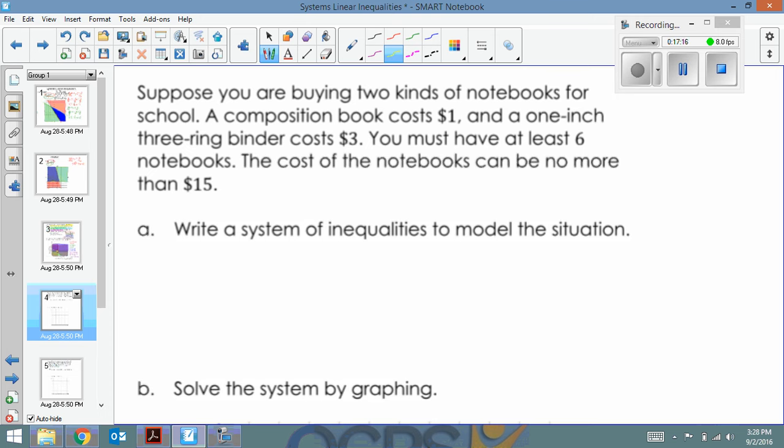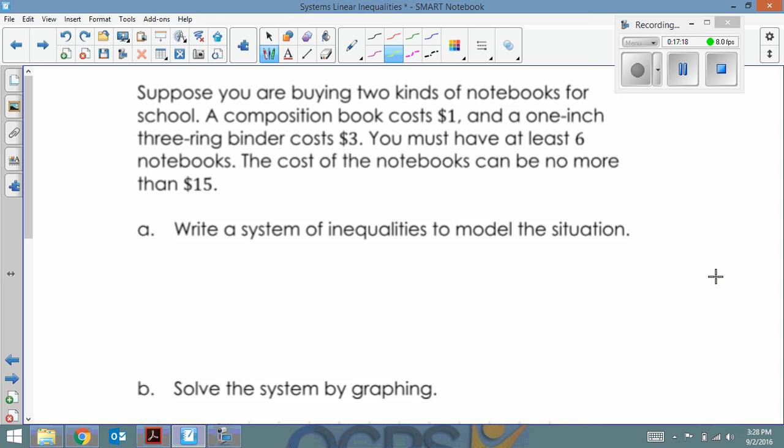Alright, so suppose you are buying two kinds of notebooks for school: a composition book that costs $1 and a 1-inch 3-ring binder that costs $3. You must have at least 6 notebooks. The cost of the notebooks can be no more than $15.